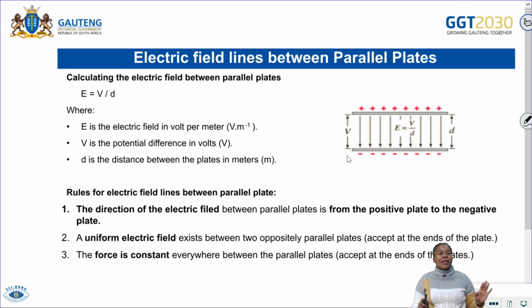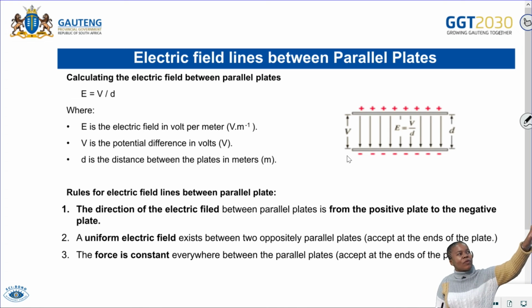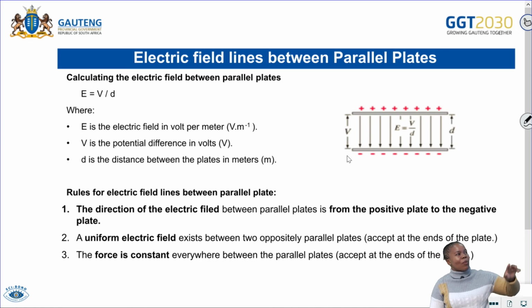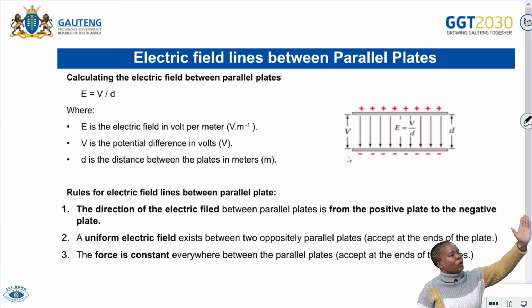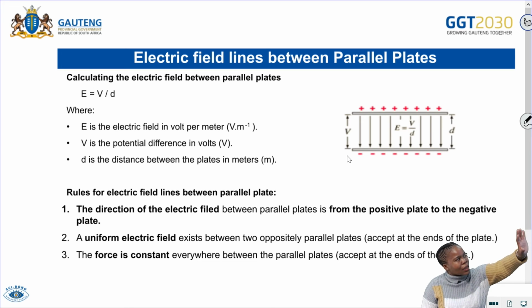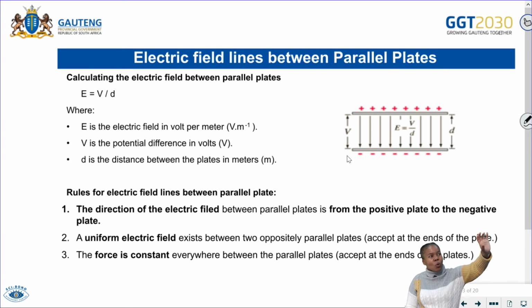Even when you are drawing them, make sure that the electric field lines are equally spaced from each other. If you take 1 centimeter to draw one electric field line, it should be like that throughout. Why? Because we have a uniform electric field and a constant force everywhere, meaning the electric field strength experienced by a charge at any point within those parallel plates is the same. Those are the rules that are very important to adhere to.